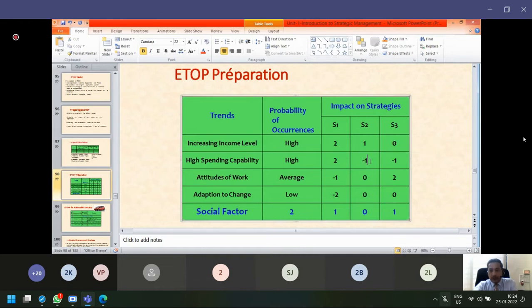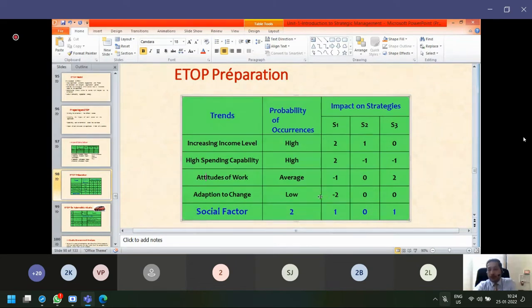So these marks are given, for example, for S2, that is strategy 2, this sub factor high spending capability is having a negative effect, a moderately negative effect, that is -1 marks we have given. For strategy 3 also we have given -1 marks. Likewise for attitude of work and adaptation to the change, these also have average and low types of occurrence, and likewise we have given the marks here.